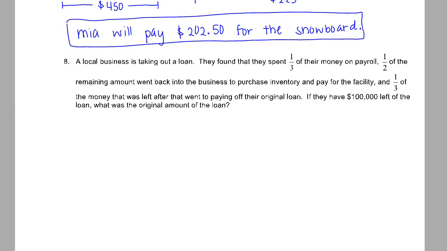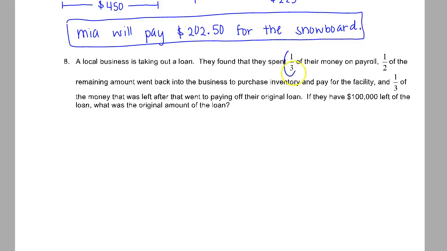All right, on to number 8, our last problem. A local business is taking out a loan. They found that they spent 1/3 of their money on payroll. 1/2 of the remaining amount went back to the business to purchase inventory and pay for the facility, and 1/3 of the money that was left after that went to paying off their original loan. If they have $100,000 left of the loan, what was the original amount of the loan?